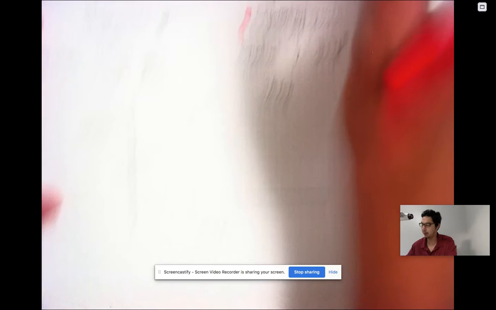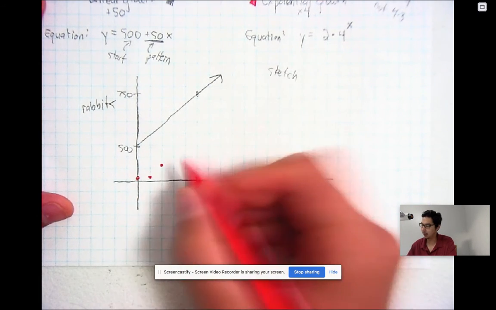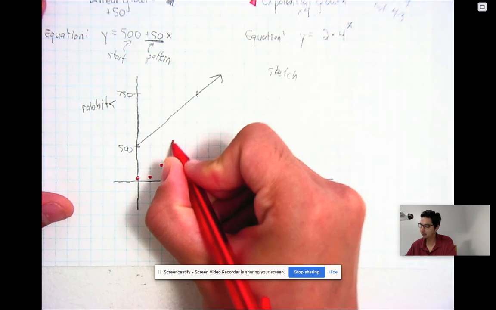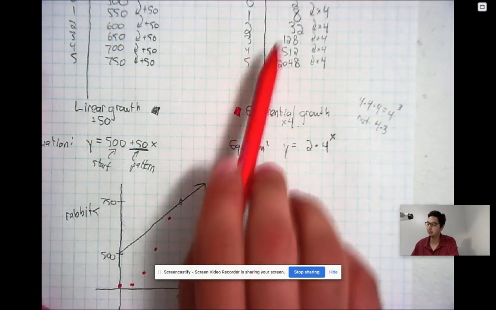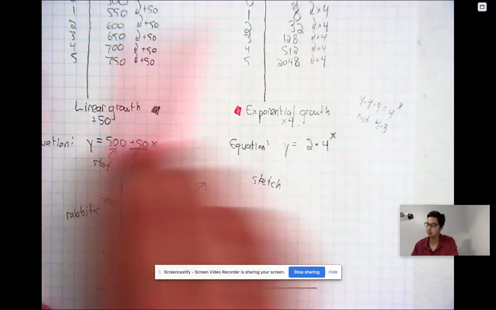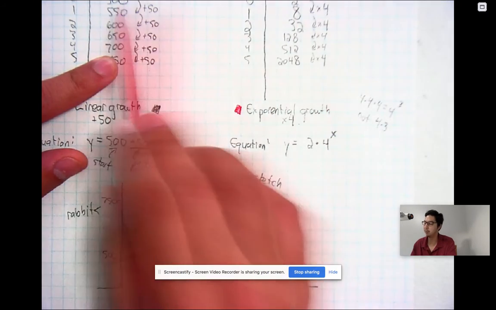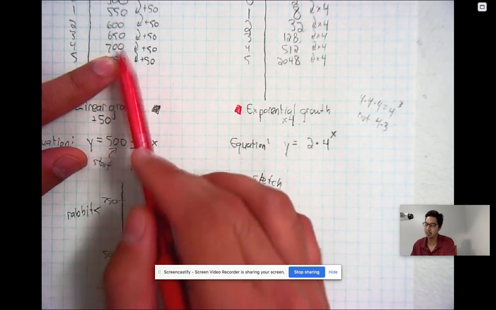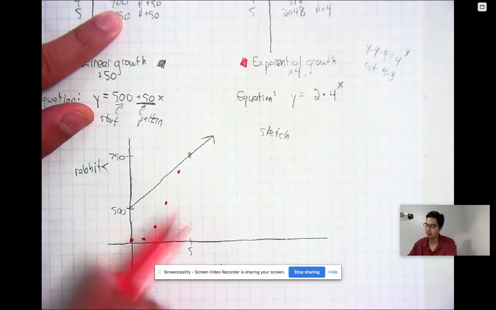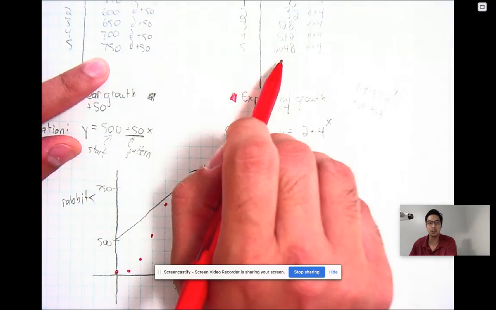The exponential one, we started with just 2 rabbits, and then we had 8. So in the beginning we're way down here, and then it went up a little bit, and then it went up even higher, and even higher. But notice at the 5th month, before the first 4 months, linear was higher: 500 compared to 2, 550 compared to 8, 600 compared to 32, 650 compared to 128, 700 compared to 512. The linear was higher, and it stayed higher, and you can see on a graph that the line is higher than the exponential. But on the 5th month, this is at 750. This one shoots up to 2048.